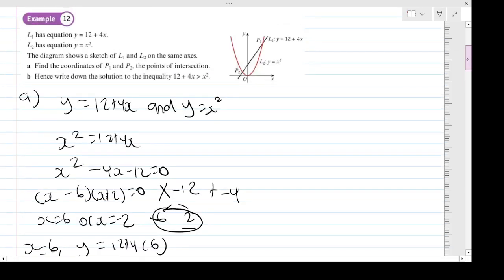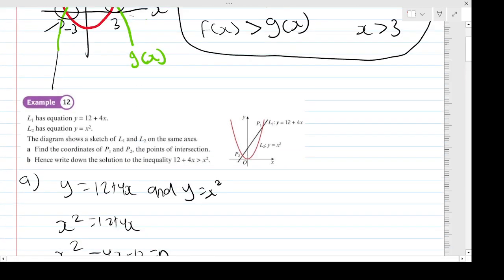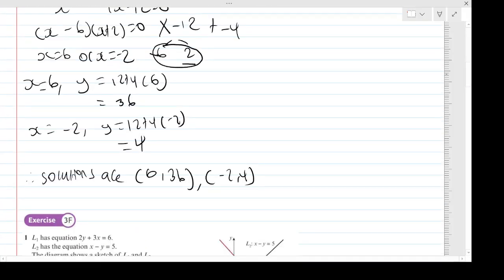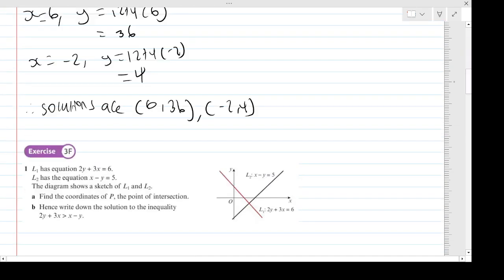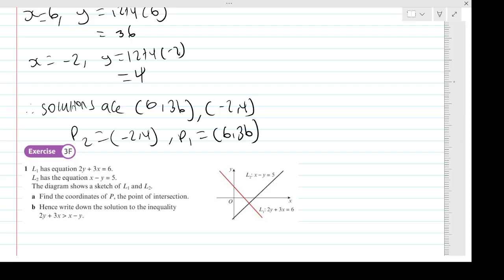Okay, but that's the two coordinates, but it's told us to give the coordinates of P1 and P2. So what we need to do finally is decide which of these is P1 and which is P2, and that's where we can look at the graph. P2, hopefully you can see, is on the negative x-axis, so P2 is going to be the coordinate (minus 2, 4), and P1 is going to be the other one, (6, 36). And there we are. So those are the coordinates of those 2 points.